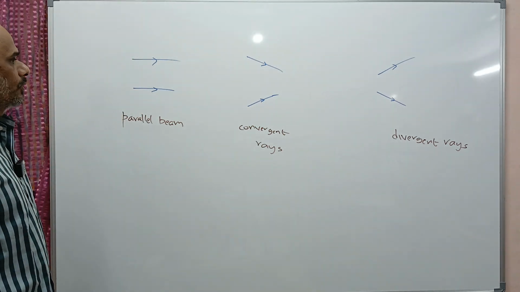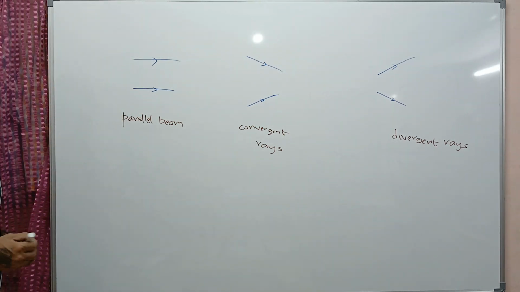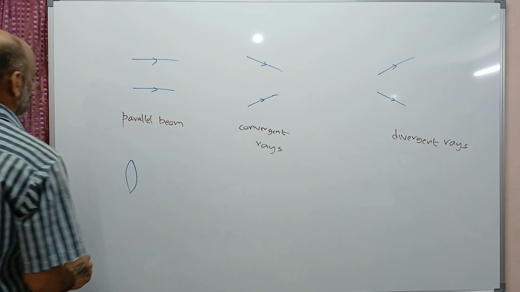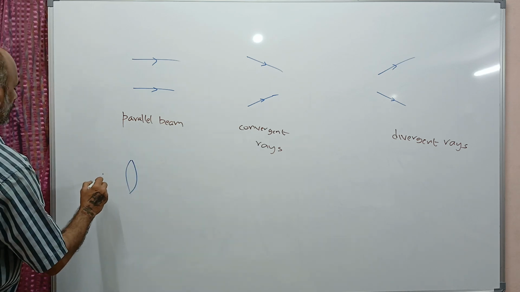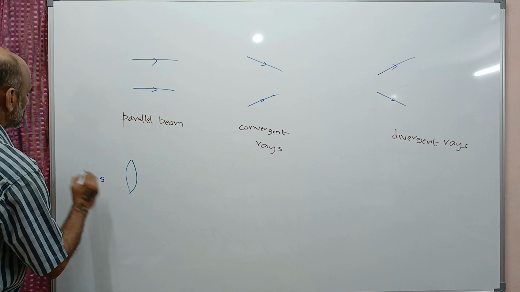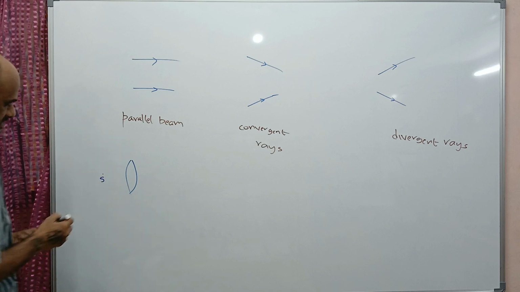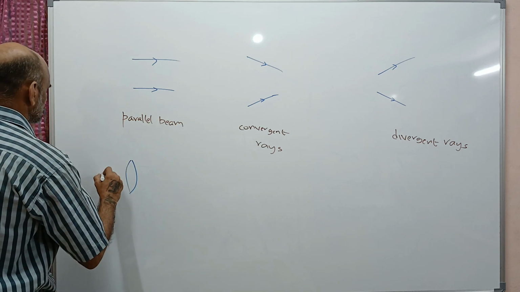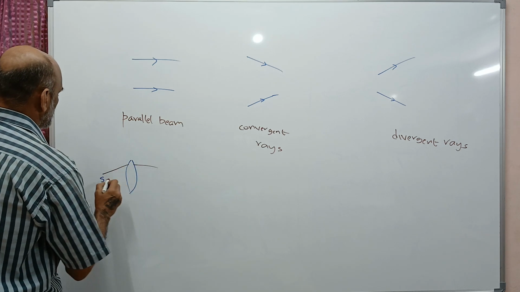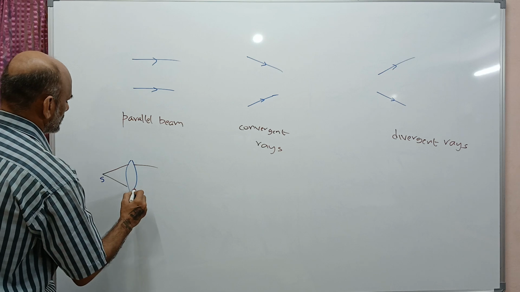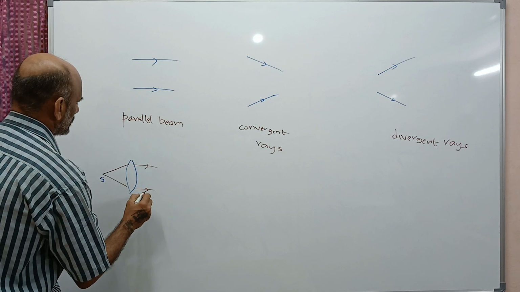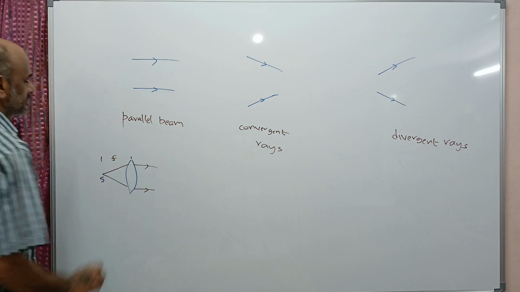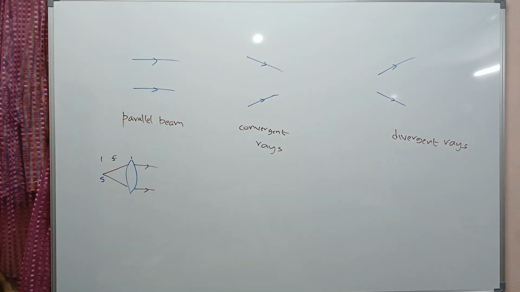So we shall have some idea how to produce these rays. One way to produce parallel beam of rays is to use a convex lens and have object at the focal point, source of light. So the light will go like this and come out parallel to the principal axis. This is the focal point. So this is the focal length of the lens. So this way I can produce parallel beam of rays.